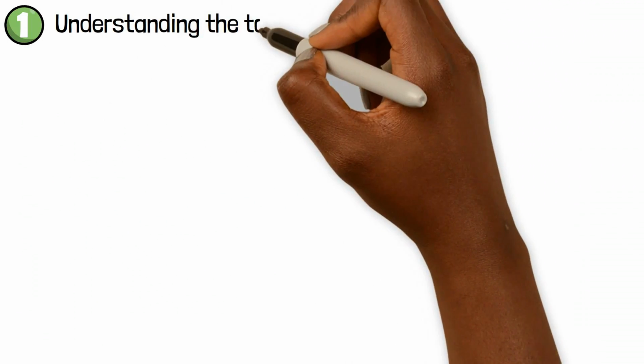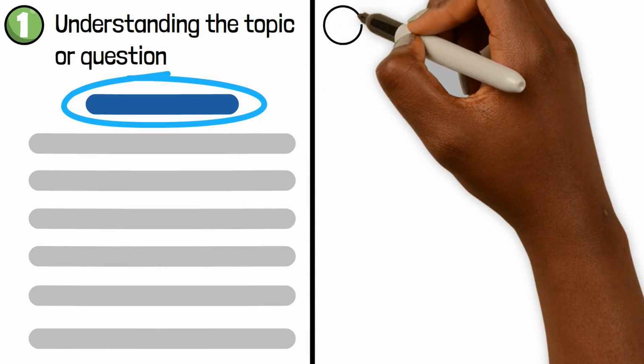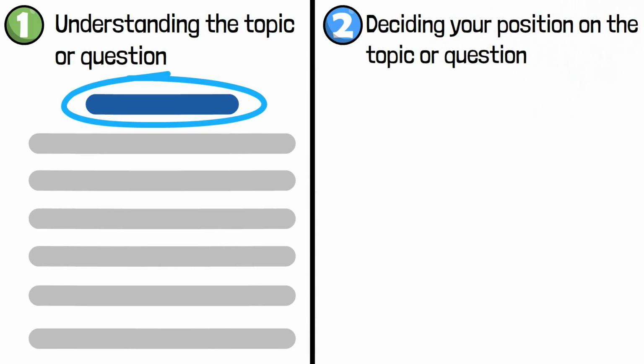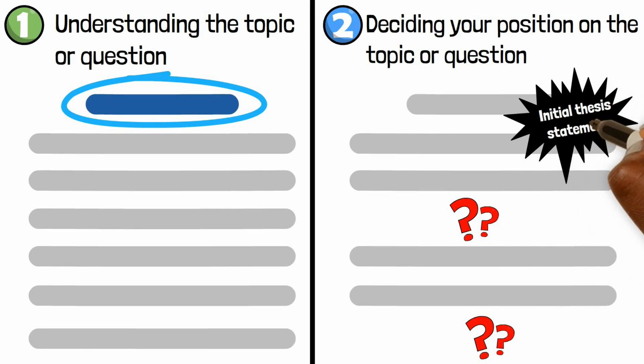The first step in creating a strong thesis statement is understanding the topic or question of your essay. The second step is deciding your position on the topic or question. This will give you an initial thesis statement.